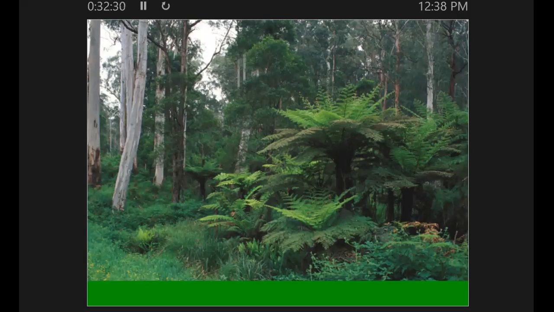So here's tree ferns. Beautiful, beautiful tree ferns. One of these days, I think this is a New Zealand or Australia picture. I've got to get there. In fact, I think this might have been one that Scott took.